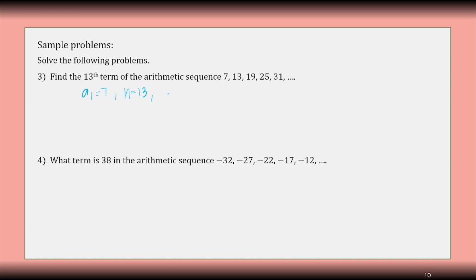Then, yung ating common difference, makikita natin based on the given. Since arithmetic siya, alam na natin na pag pinag-subtract natin yung ating first term and second term, doon na natin makuha yung ating common difference. 13 minus 7, answer is 6. Then, find the value of a sub 13 since we have 13th term. So, how are we going to find it? By using the nth term of the arithmetic sequence.